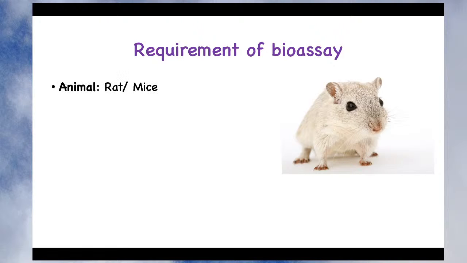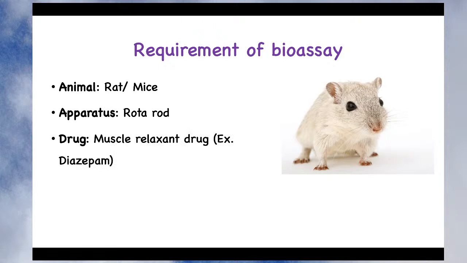First, you need the animal. You can use rodents like rat or mice. Based on your protocol, you can select either rat or mice for performing this bioassay. The apparatus needed is the Rotarod apparatus, and the drug, obviously, you need to give a standard muscle relaxant drug, for example diazepam or any benzodiazepine, which has very good muscle relaxation activity in addition to their CNS inhibition or sedative action. So this is the requirement of the bioassay.